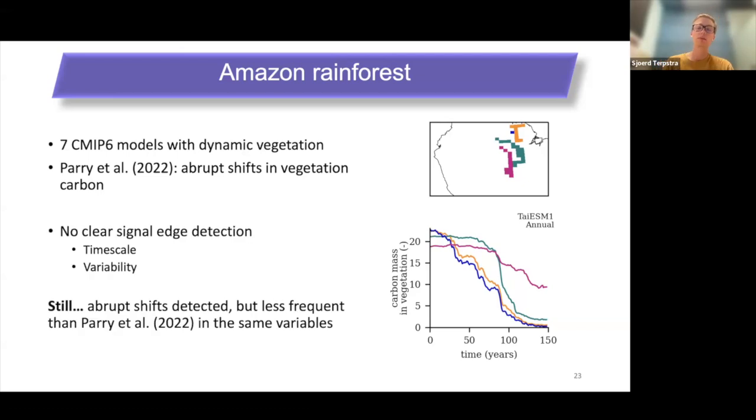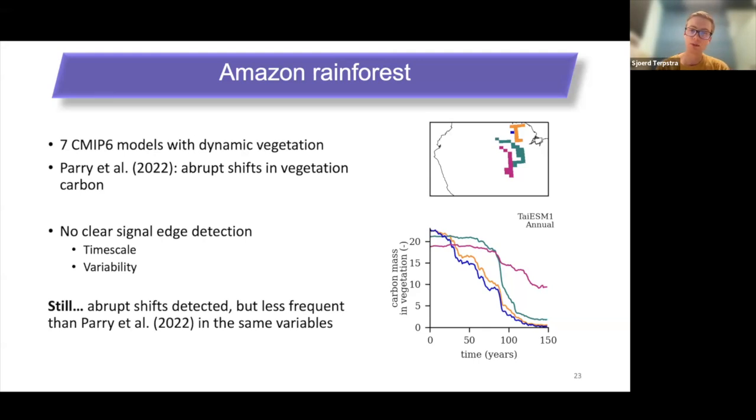Now for us, what's a little bit more tricky with the edge detection is due to both the timescale and the variability of vegetation. First of all, the timescale of vegetation is longer than some of the other systems we looked at, which made it a little bit tricky sometimes for the algorithm to pick things up. But the second thing is also that the variability in this yearly time series is often relatively low in many of the variables for vegetation, which makes our abruptness measure work less ideally.